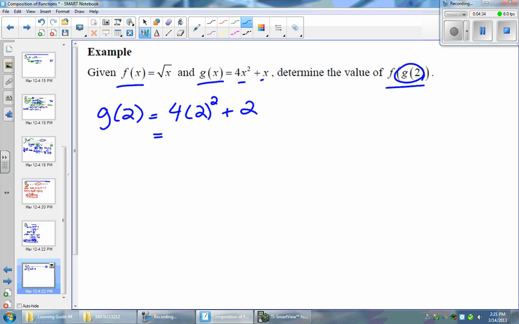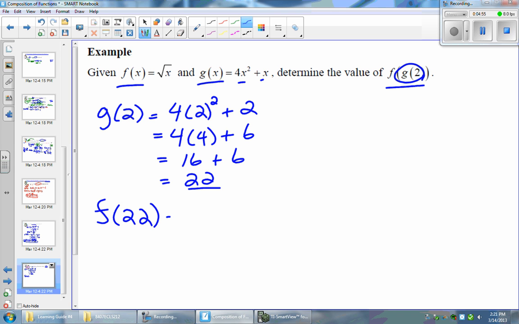Let's keep going with our evaluation here. We have 4 times 4 plus 6. This is 16 plus 6, which is going to give me a final value of 22. Now that's g of 2, but we want f of g of 2. So you're going to take that 22 and you're going to put it inside of the f function. So f of 22.